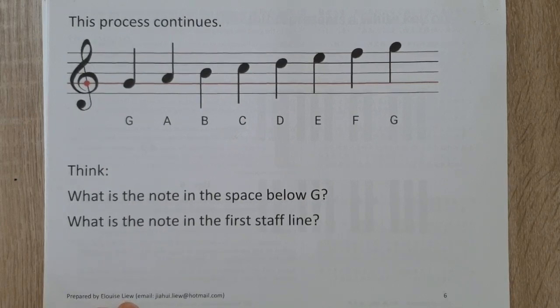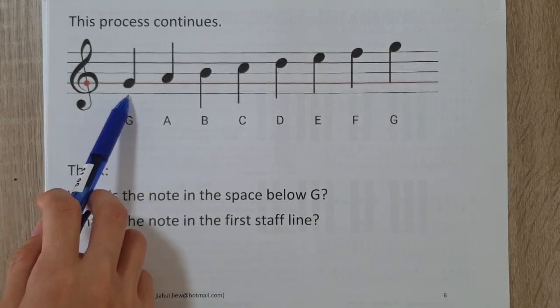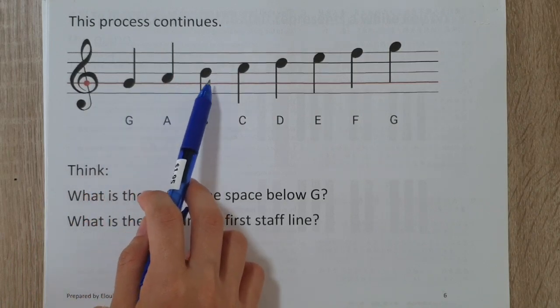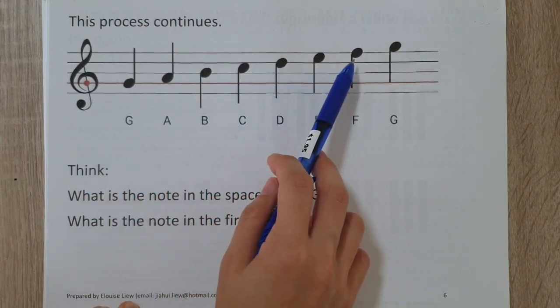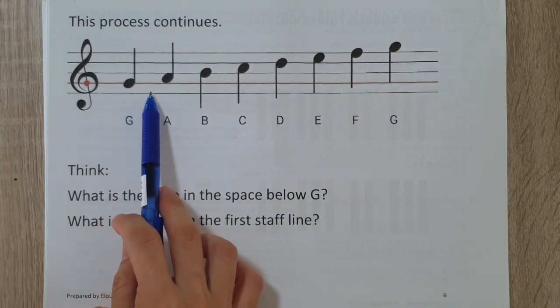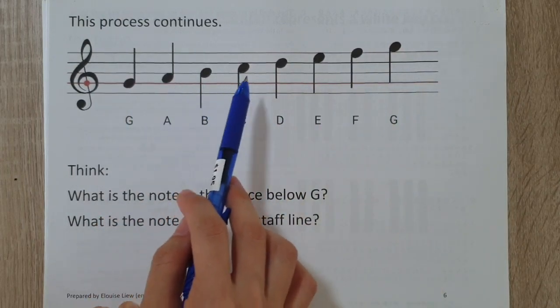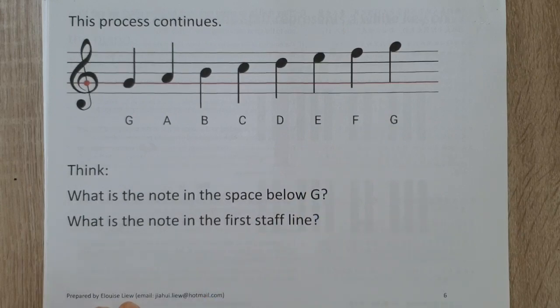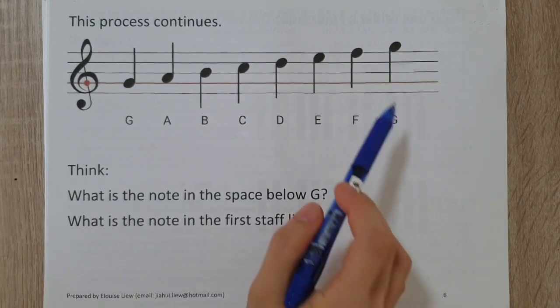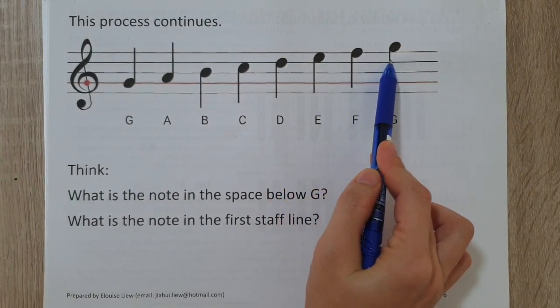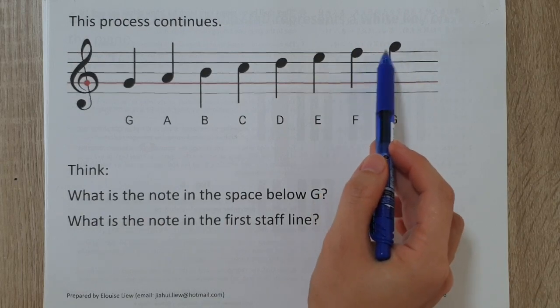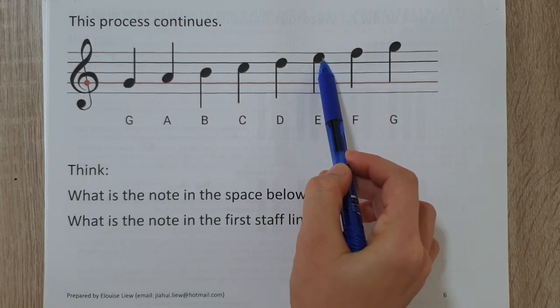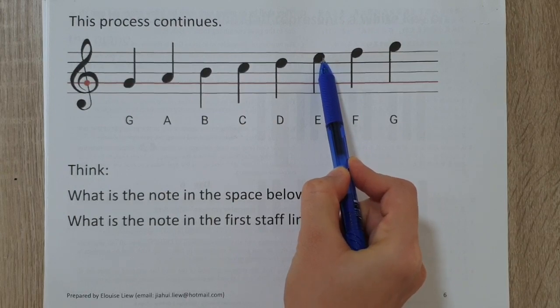And the process continues. Starting from G, A, B, C, D, E, F, G. So that's how we draw the note on the lines as well as the spaces. I want you to think, what is the note in the space below G? So here's the G. The note in the space below G is an E. See that?